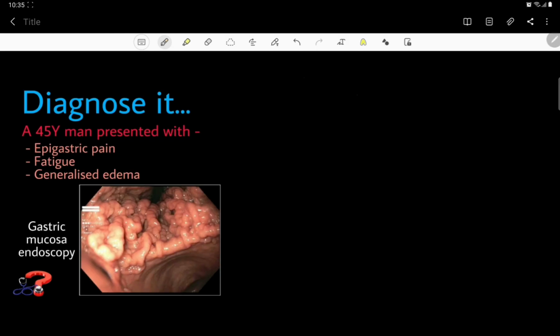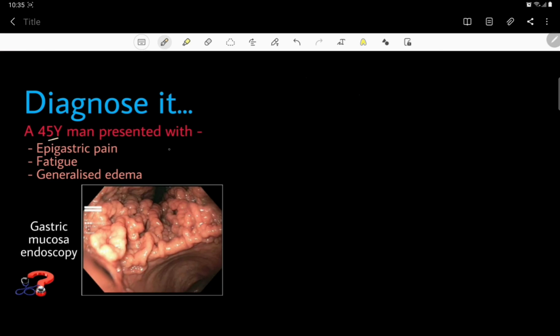Today we'll discuss this new case, and this is a 45-year-old man who presented with epigastric pain, fatigue, generalized edema, and this kind of endoscopy picture showing the gastric mucosa.